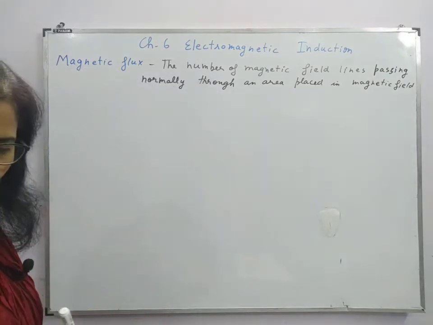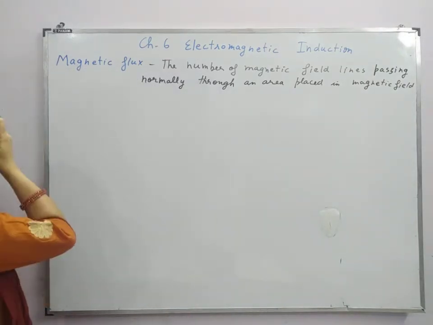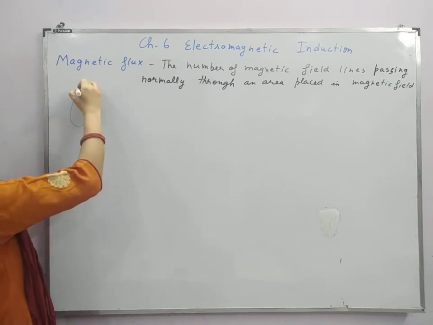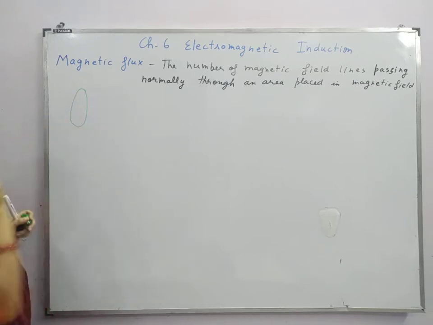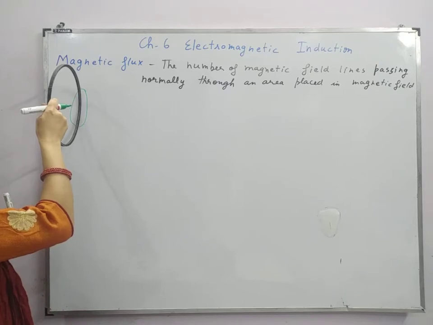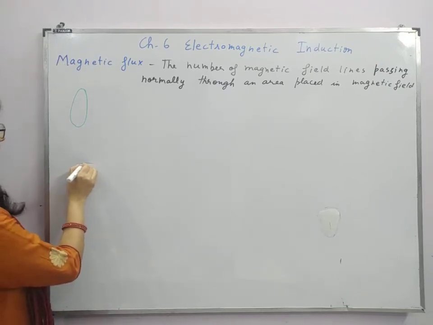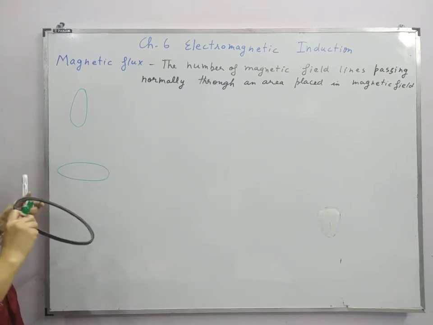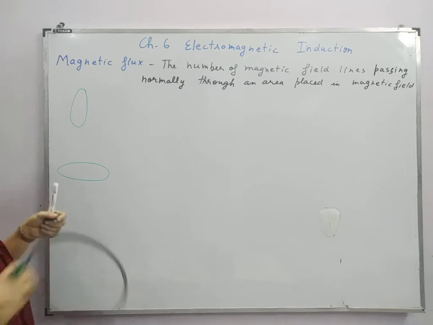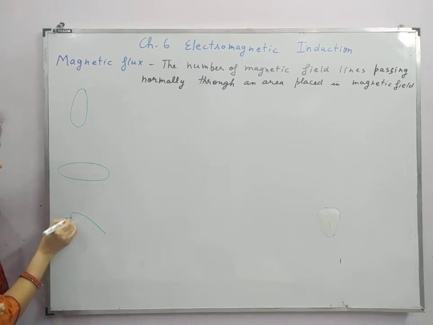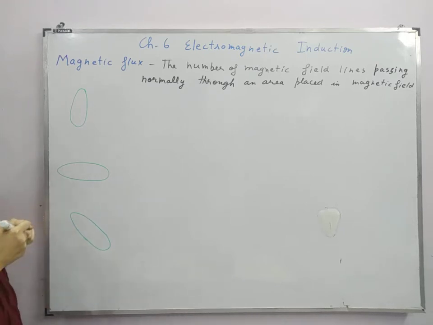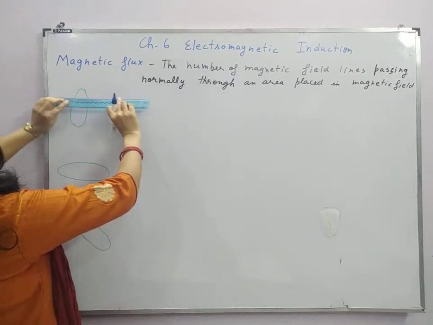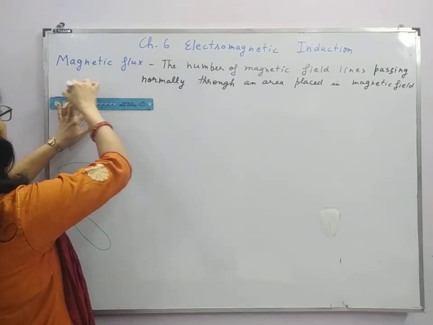So I can draw three diagrams where I can show different orientations of the coil. So if this coil is placed perpendicular, I'm talking about this position. Now the second position I am discussing is this, where the coil is placed like this, and the third position I am discussing is like this, where the coil is placed in some oblique direction. So this is the oblique position of the coil. The magnetic field lines are like this.